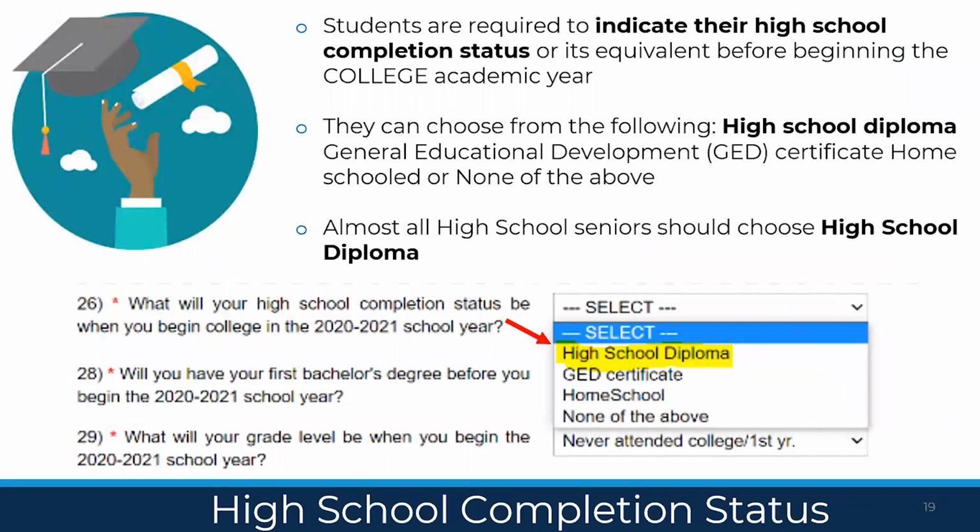The other parts that can be confusing are their status when they finish high school, and the questions about what degree they'll have and what their grade level will be. So obviously, if you're a high school senior, you want to say that you will have a high school diploma. Maybe you're taking the GED. In that case, you'll indicate that. But you want to make sure that they understand that they're going to say, I'm going to have my high school diploma. I don't have a bachelor's degree yet. I haven't attended college yet, et cetera.